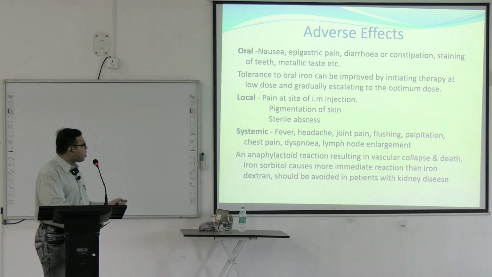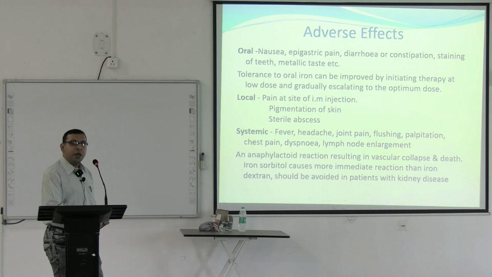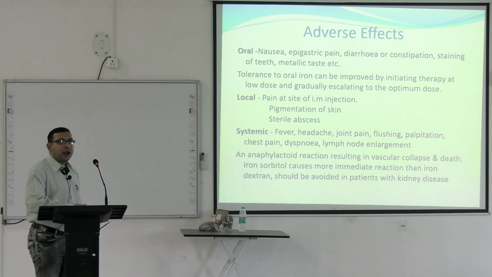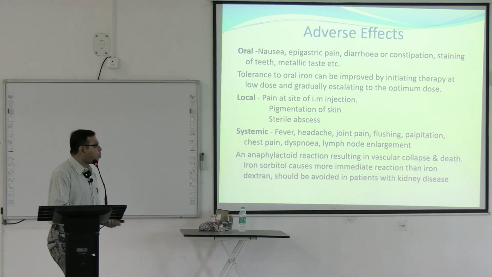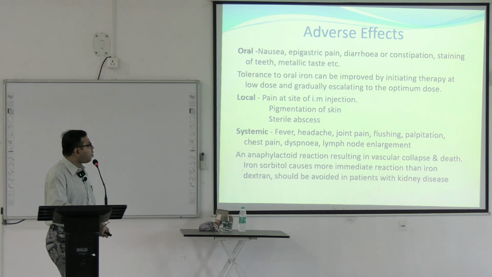If we are giving injections, there may be pain at the site of intramuscular injection, pigmentation of skin, and sterile abscess can happen. With injections, there may also be systemic adverse effects like fever, headache, joint pain, flushing, palpitation, chest pain, dyspnea, lymph node enlargement. Anaphylactoid or anaphylactic reactions can happen. There are some cases of vascular collapse and death also with the older conventional preparations, not with the newer ones. Iron sorbitol causes more immediate reactions than iron dextran. Obviously this iron sorbitol is an older preparation, so it should be avoided in patients with kidney disease. So these are the adverse effects of oral as well as parenteral iron therapy.